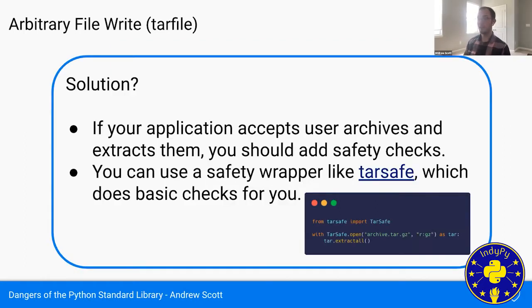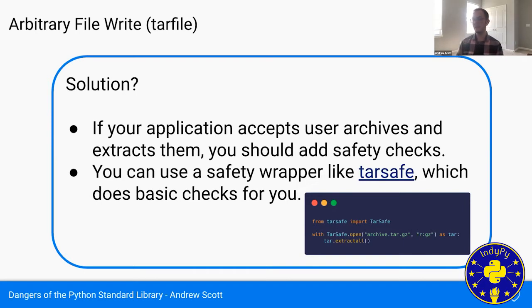So what's the solution here? Really, if your application accepts user archives and you extract them, you should always add safety checks. Since these aren't part of the standard library, these safety checks are kind of on you to handle. This is not a super common use case, but I have seen it with some enterprise applications, especially ones where plugins factor into them, and plugins can be added or uploaded by users. Oftentimes they're going to use a mechanism like this. And so in that case, you would want to go ahead and add those safety checks in.